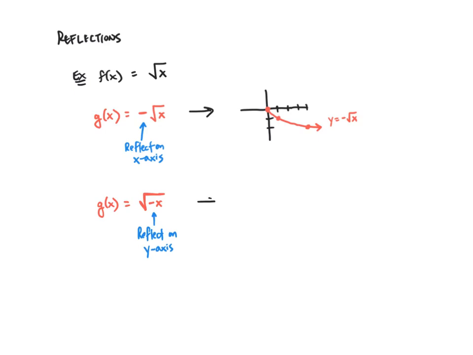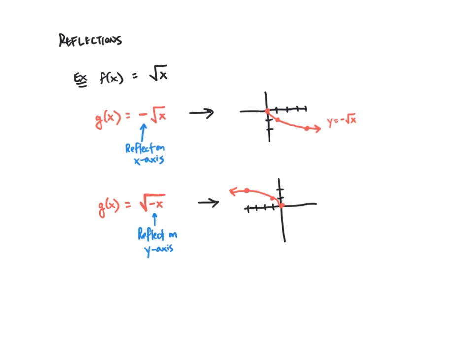So if you graph this thing, this is what it's going to look like. It's going to go this direction instead. So it's going to still start at 0, 0, but now it's going to go left 1, up 1, and left 4, up 2. So this is your graph of your square root of negative x. So that's how you deal with reflections. All right, let's take a look at a couple of examples.